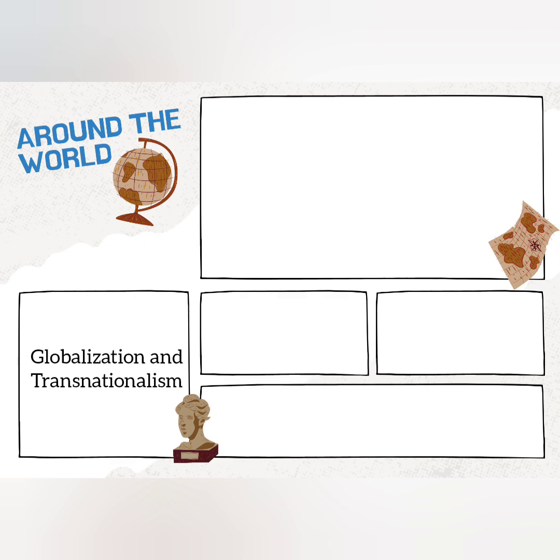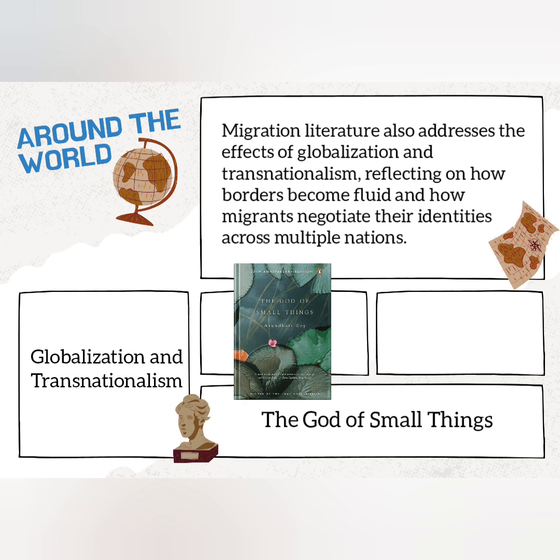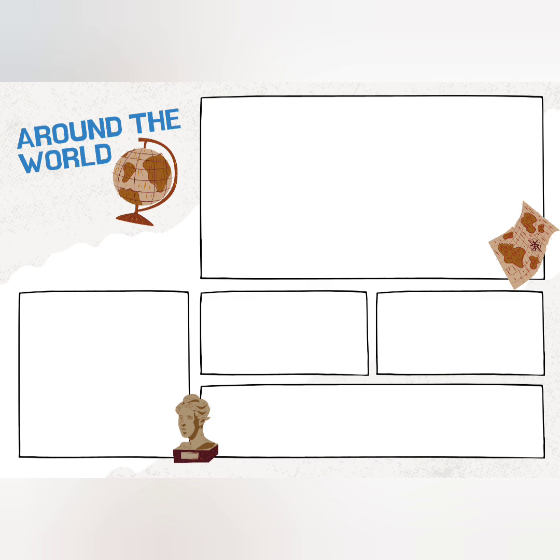Globalization and transnationalism. Migration literature also addresses the effects of globalization and transnationalism, reflecting on how borders become fluid and how migrants negotiate their identities across multiple nations. The God of Small Things by Arundhati Roy touches on the effects of globalization in India and the migrations of its characters, creating a narrative that moves between local and global contexts.